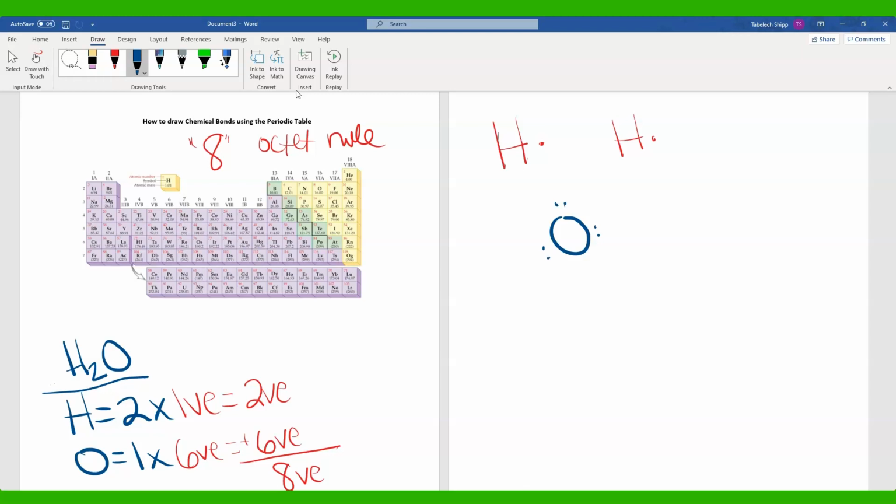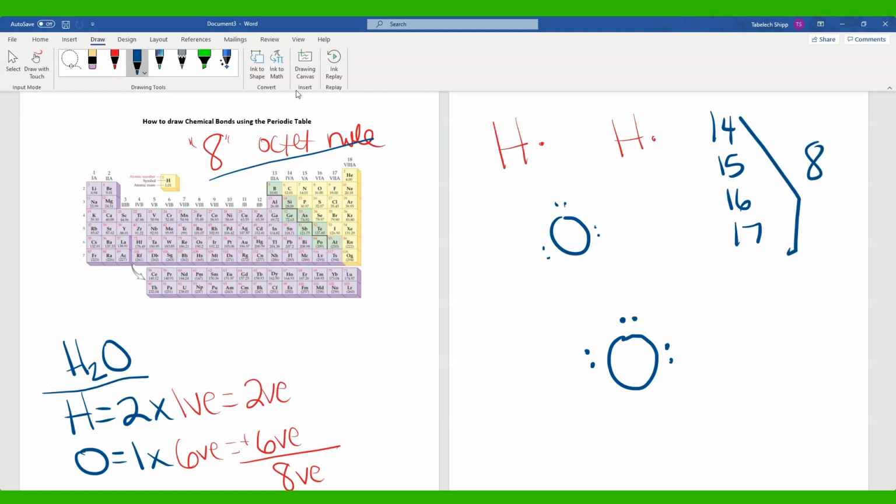All you need to do is start off with your oxygen in the middle, put the 6 around it, and now remember the octet rule. Any element that's a part of groups 14, 15, 16, and 17 must have 8 around it, okay? So according to the octet rule, any element that is a part of group 14, 15, 16, and 17 must have 8 surrounding it. Those elements typically go in the middle.